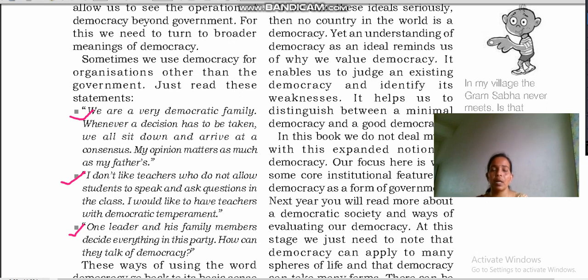These statements we always listen to. It means you understand very well the meaning of democracy, and we adopt democracy in our social life also, not only as a part of government, but also as a part of our way of living.